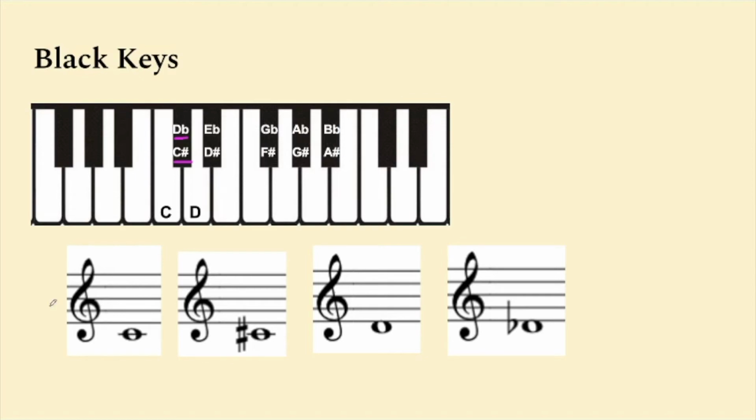Now that we know about these 5 black keys, we now have a total of 12 unique keys on the keyboard within 1 octave. If we take the octave from C to C, we have 7 white keys, C, D, E, F, G, A, B, and 5 black keys, C sharp, D sharp, F sharp, G sharp, and A sharp.